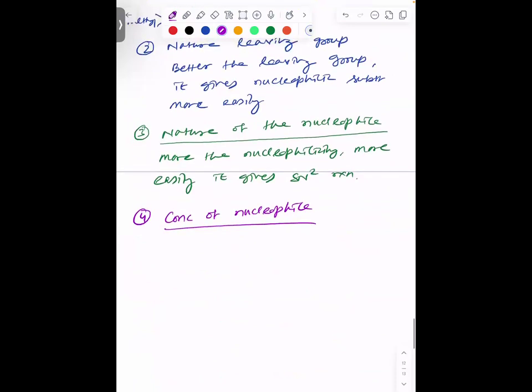Okay. So with increase in concentration of nucleophile, rate of SN2 reaction increases. Note down, rate of SN2 reaction increases.